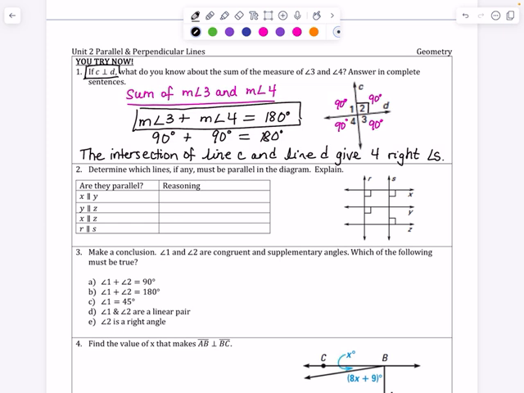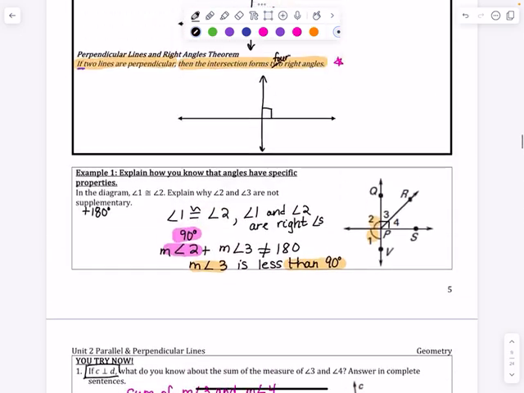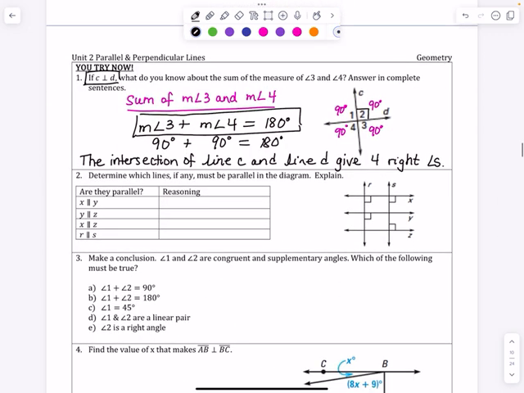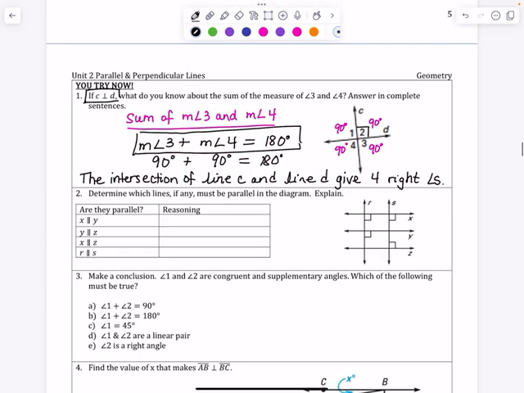Okay, so the next part's a little confusing. It says determine which lines, if any, must be parallel in the diagram. And this theorem, I don't even know, it should have been brought up. I guess we didn't have it. There's another theorem that I'm going to write down after we get through this.